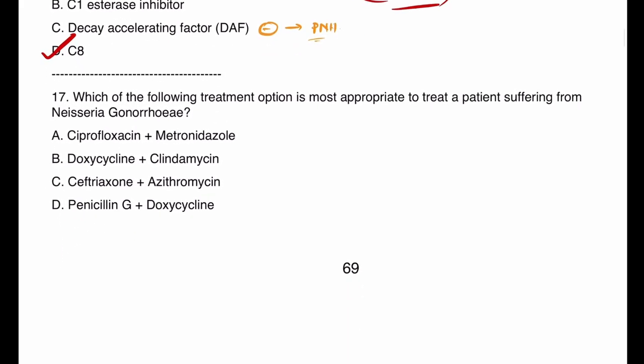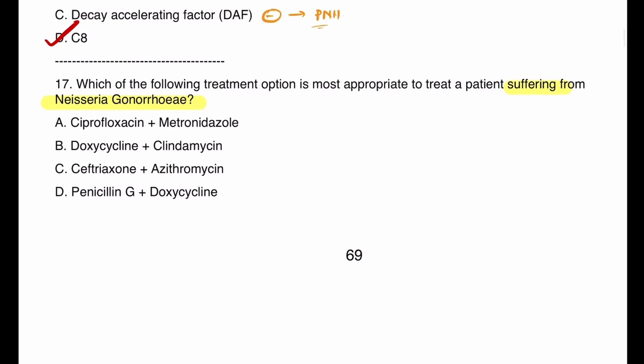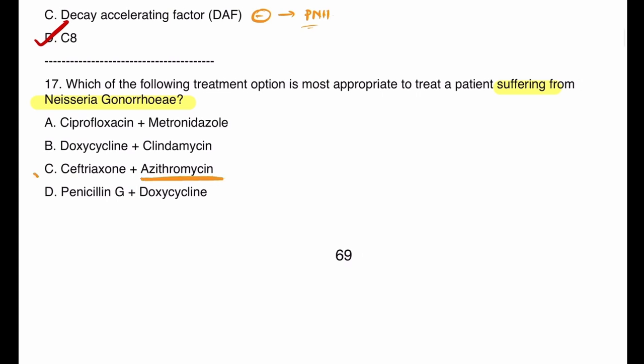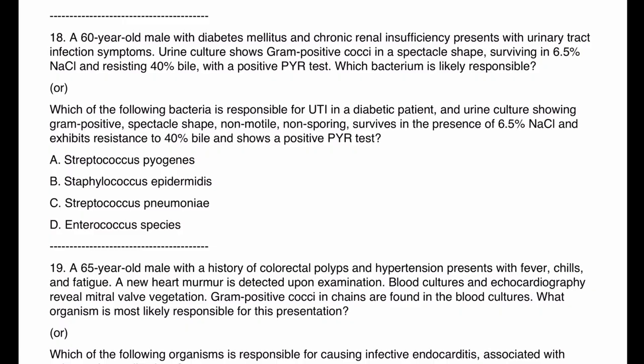Next, which of the following treatment options is most appropriate for a patient suffering from Neisseria gonorrhoeae? I told you, for Neisseria gonorrhoeae you need to give a third generation cephalosporin, but moreover you need to give azithromycin. Azithromycin, because sometimes gonorrhea may be associated with chlamydia infection and you have to tackle that, so azithromycin is important.